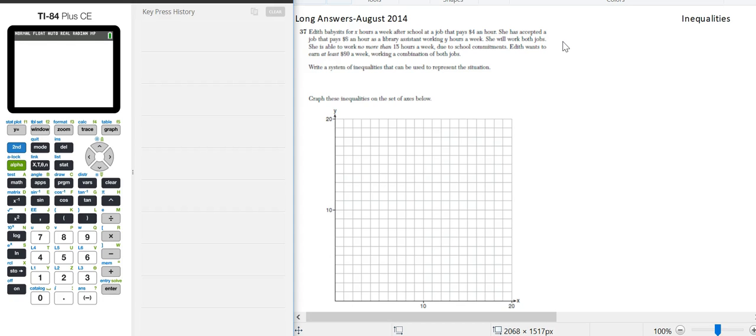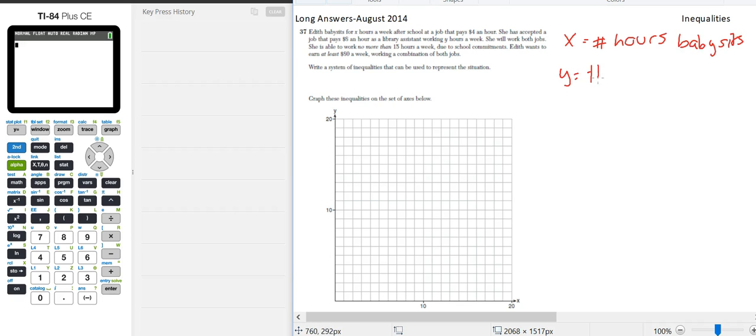And there's also another question. We are not going to graph it and we are not going to answer the third part of the question. We're just going to write the two inequalities in this video. So let's write out what we know. We know that X represents the number of hours Edith babysits, and we know that Y represents the number of hours that she works at the library. And we know the maximum number of hours that she can work per week is 15.